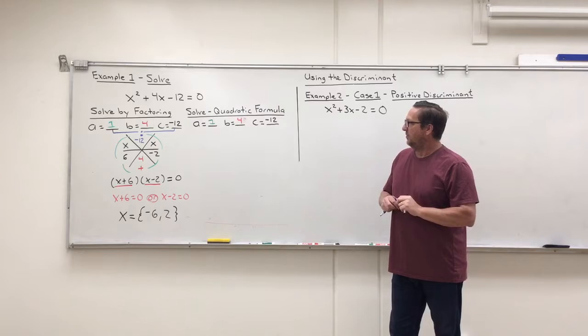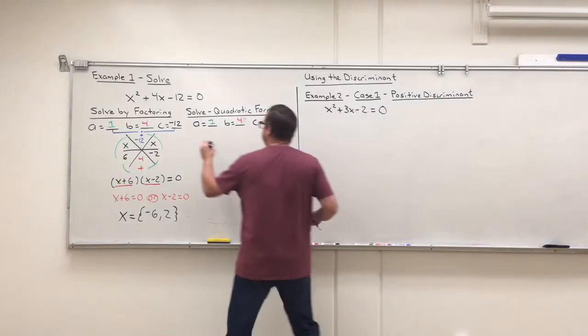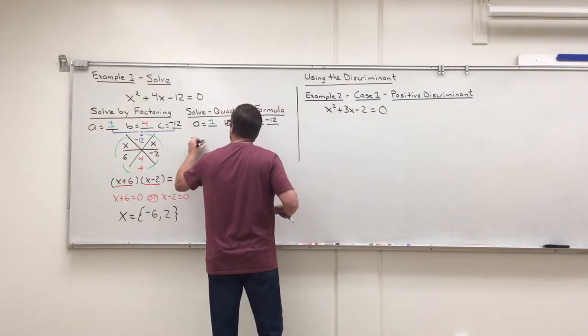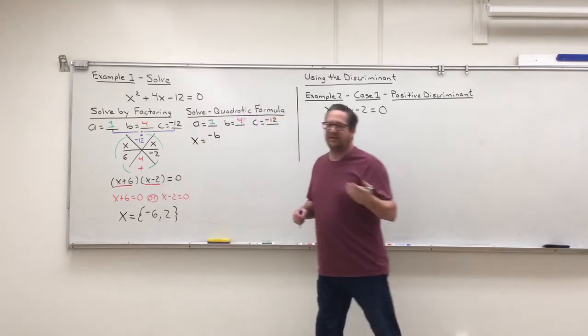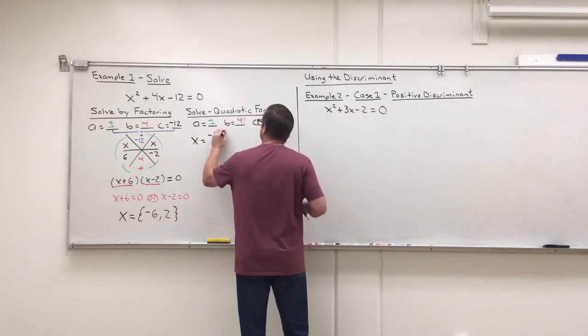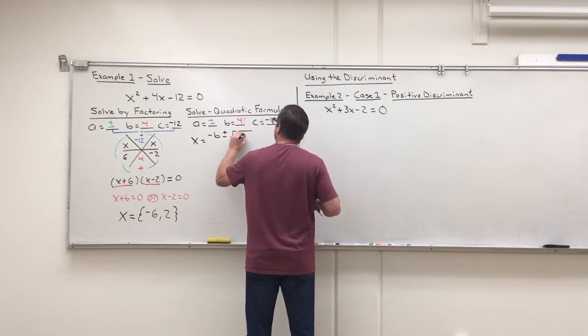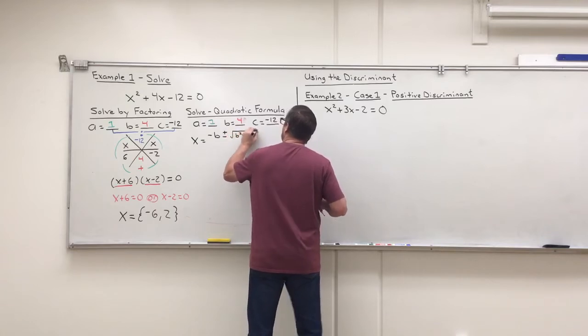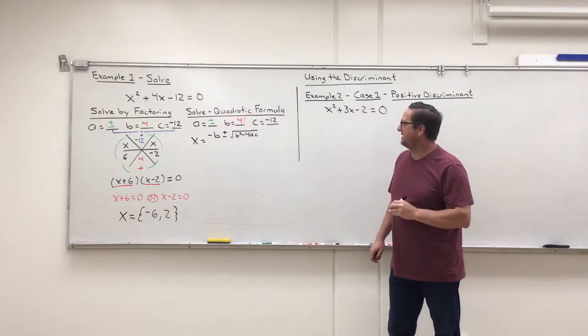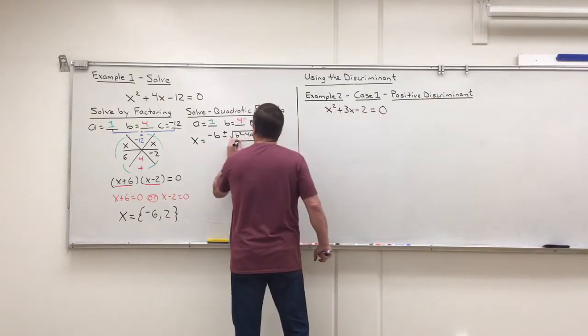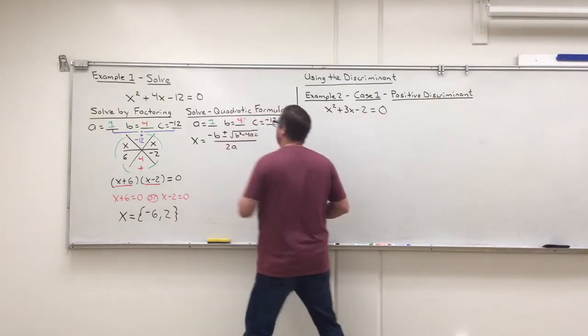We're going to write down the quadratic formula. x equals negative b, plus or minus the square root of b squared minus 4ac, all over 2a.